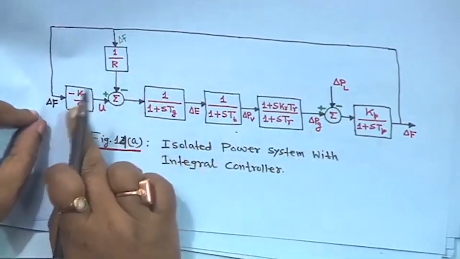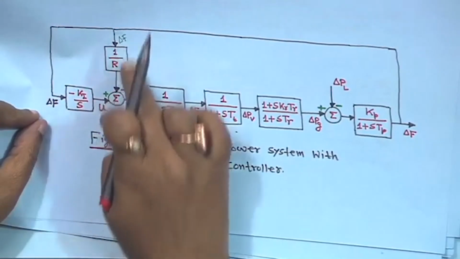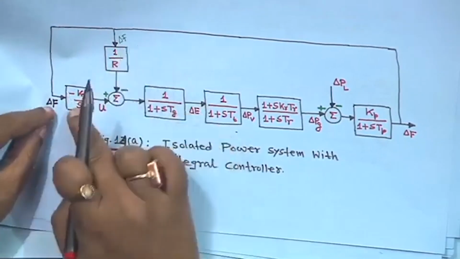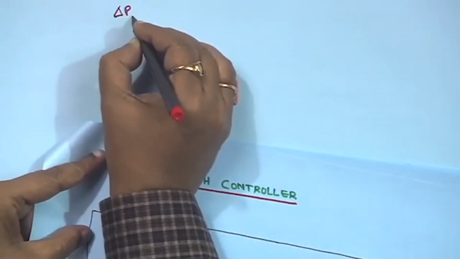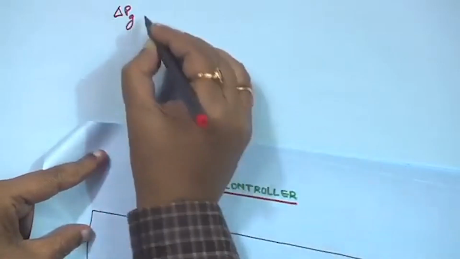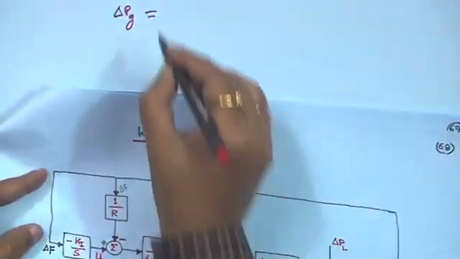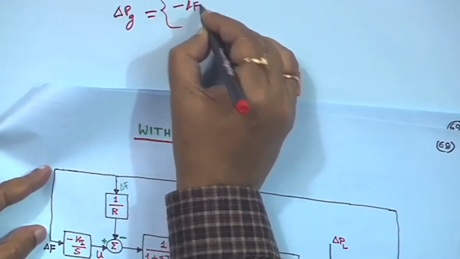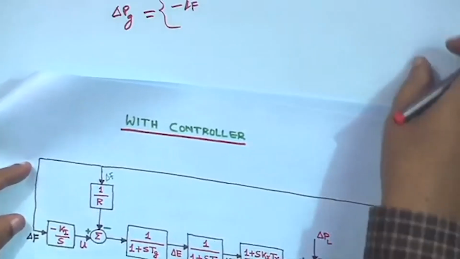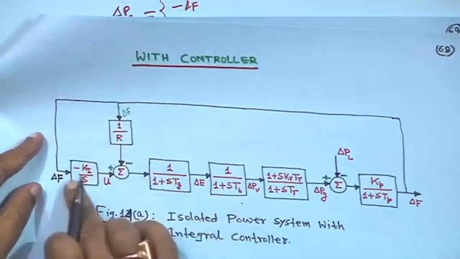minus K I upon S into delta F minus 1 upon R into delta F. So, delta F is common. That means delta P G is equal to minus delta F upon R minus K I upon S, multiplied by all these terms.